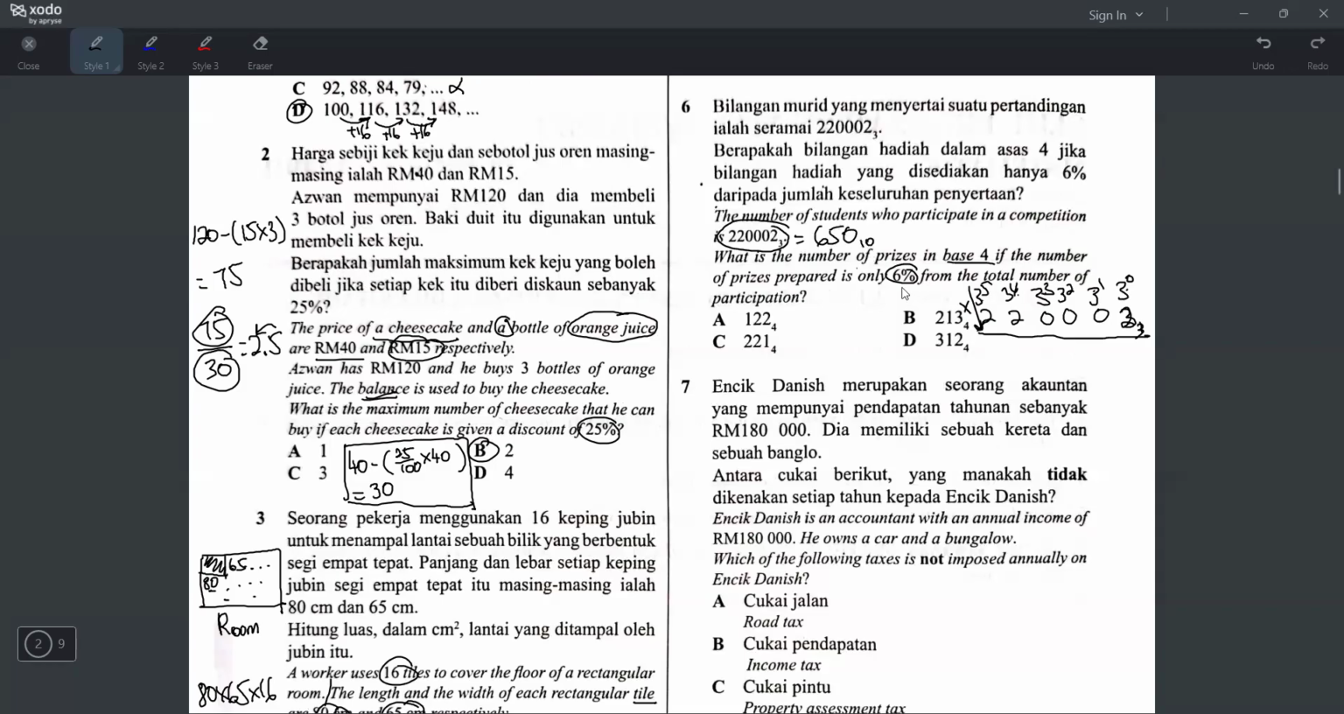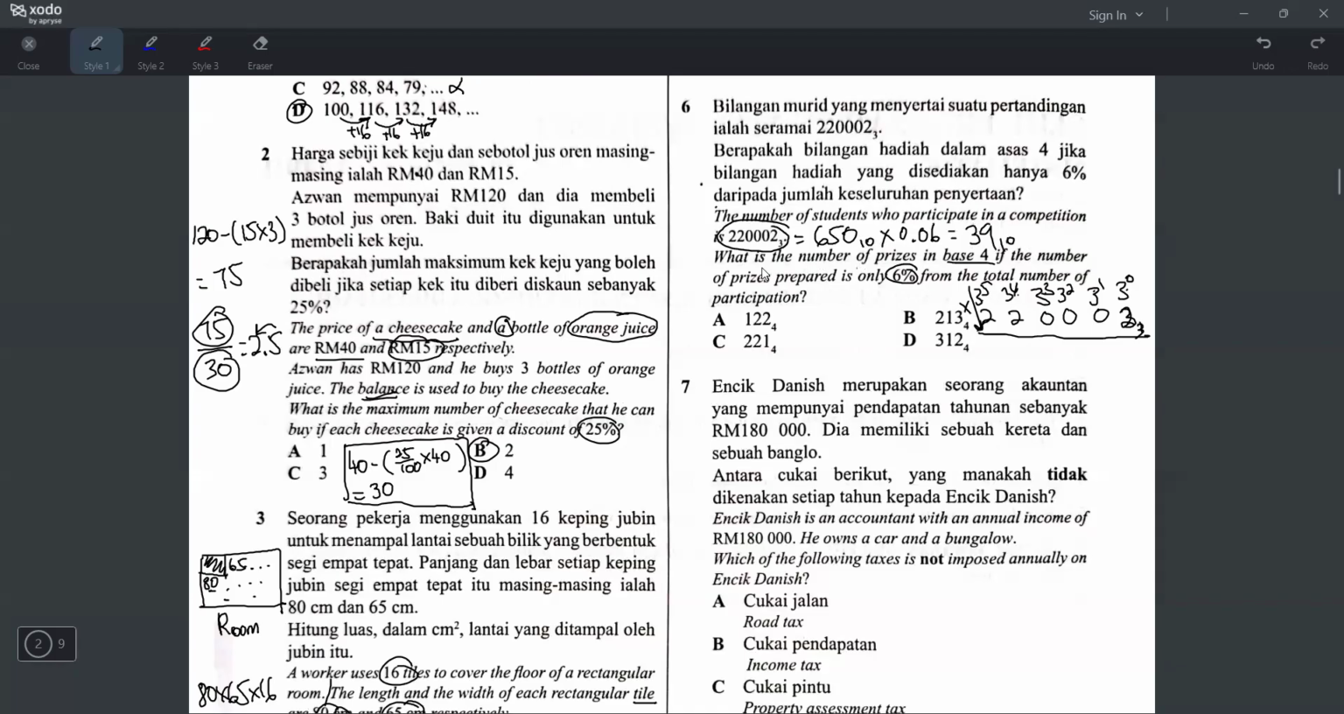But this one is not the answer. This is the total number of students. They are asking you to find the number of prizes, and only 6% receive a prize. So now I can multiply by 6%, which is 0.06, or 6 over 100. So now I can press multiply and I will get 39. And this 39 will be automatically in base 10, because when you take base 10 times 0.06, you get base 10.